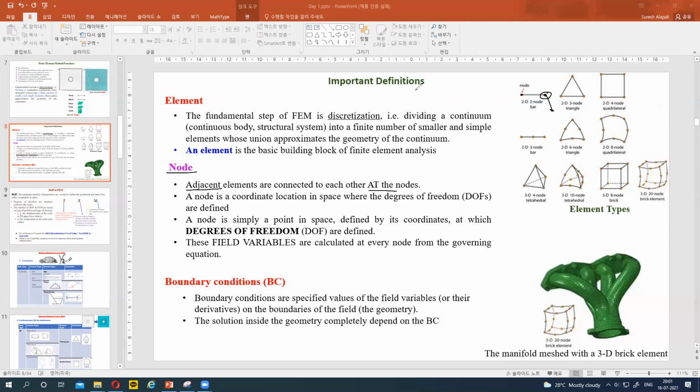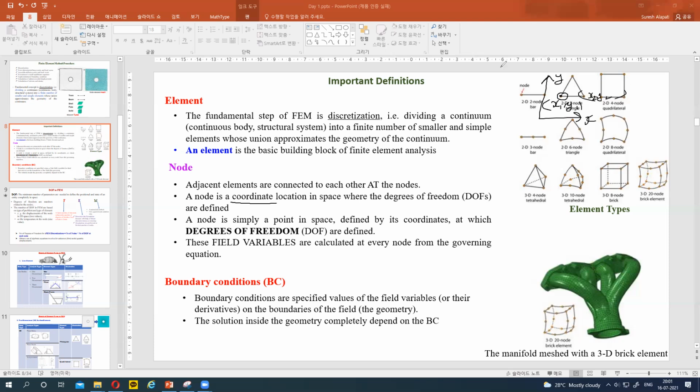Simply, a node is a coordinate location. Here we have x and y. If you want to know the position of this node, we specify it as x1, y1, a coordinate location. Similarly here, x2 and y2.